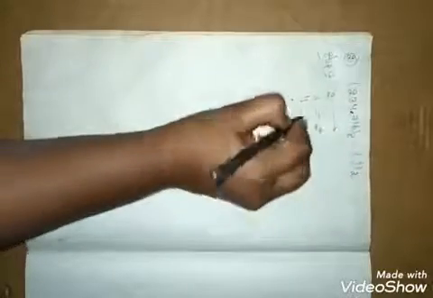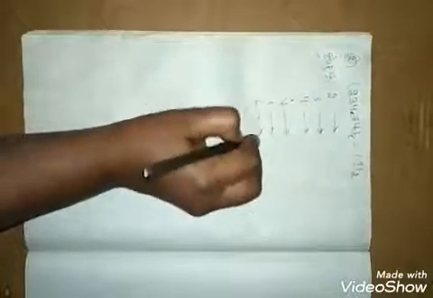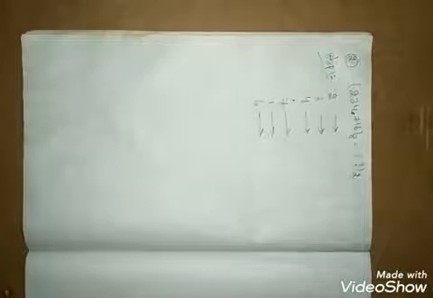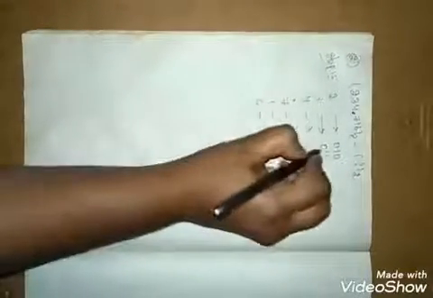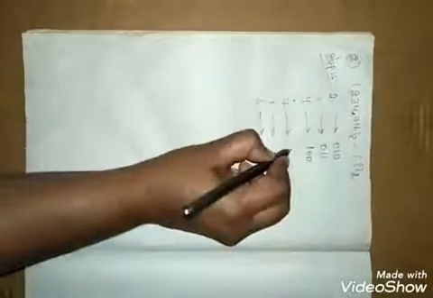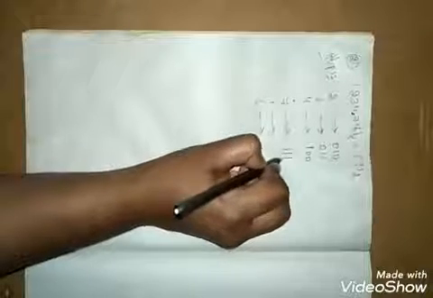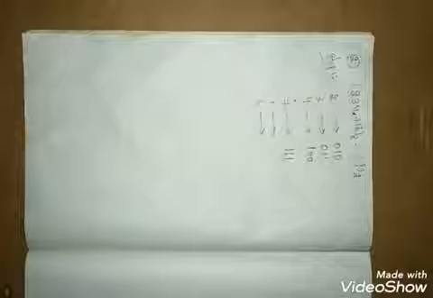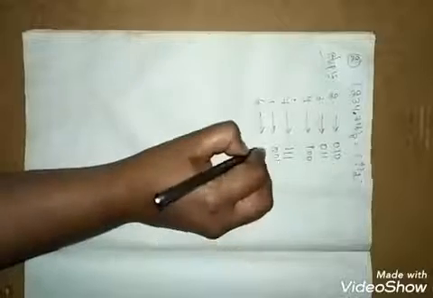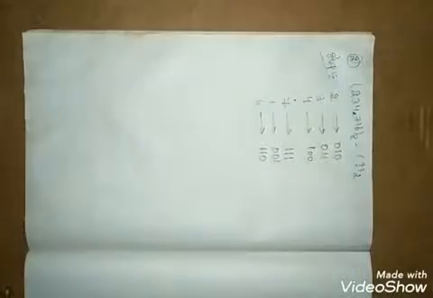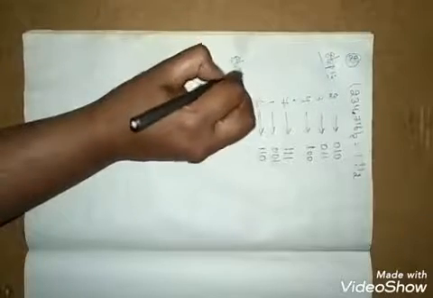What is 2? 2 means here we get 010. 3 means 011. 4 means 100. 7 means 111. And 1 means 001. 6 means 110. After this, you can combine these values.